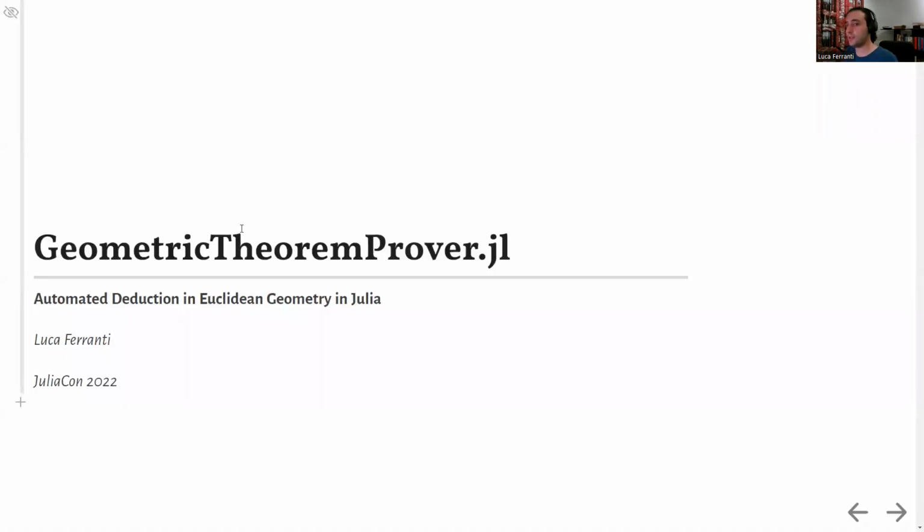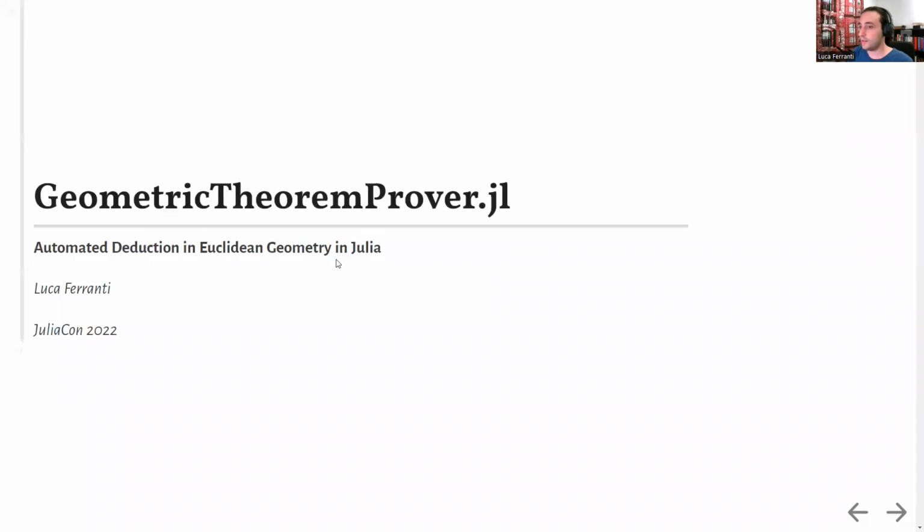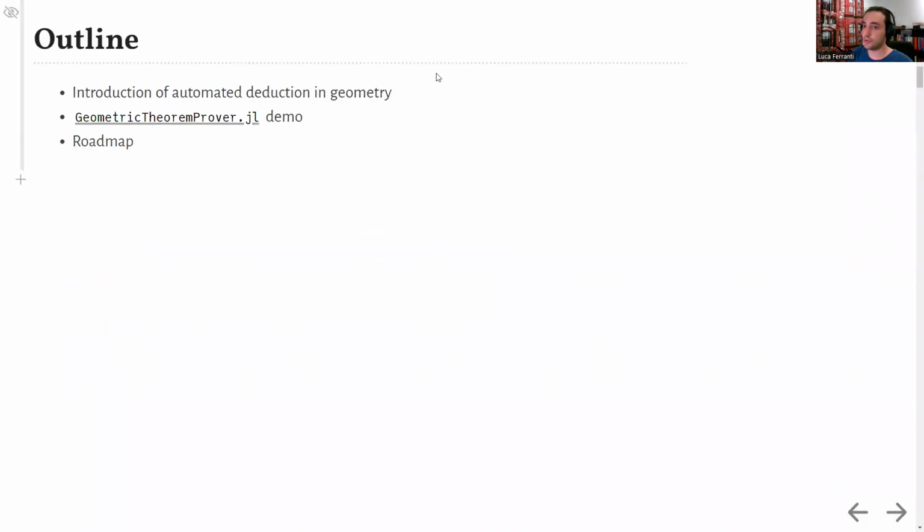Hi there, my name is Luca Ferranti, and in this talk I will introduce GeometricTheoremProver.jl, a package for automated theorem proving in Euclidean geometry. First, I will give a short introduction to the topic, then I will use a running example to demo how to use the package, and finally I will give a short roadmap of further development.